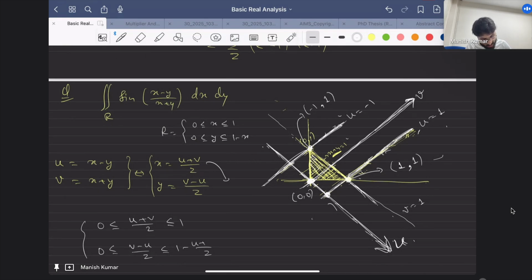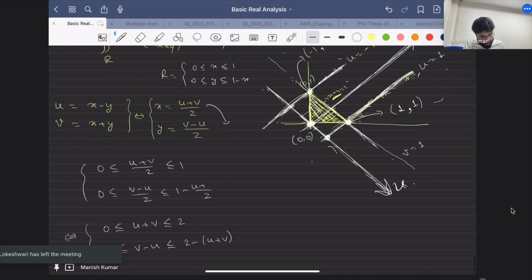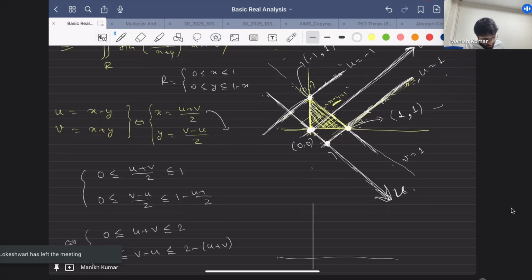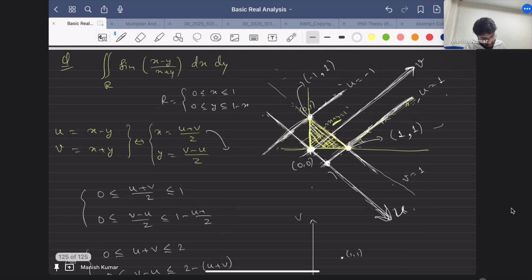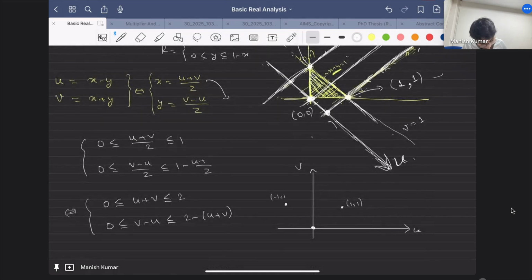Okay, so if I draw it in the uv region, suppose this is u, this is v, then I am saying the first is origin, okay? The second one is 1 comma 1, and the third point is minus 1 comma 1, which is this one, right? So this is the transformed figure. So this will be the region, the new region R prime.